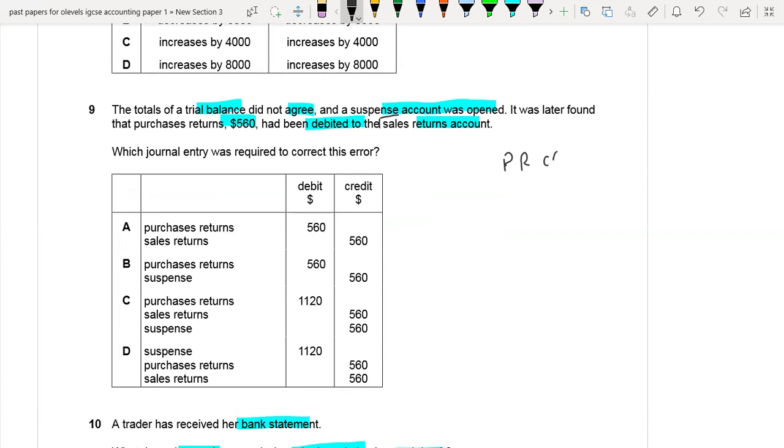So what does it mean? Now we have to credit the sales return account by the same amount, which is 560. Where there is nothing on the debit side, because these two entries are both credits, there should be something on the debit side. So where there is nothing, there would be suspense. So 560 plus 560 is equal to 1120. This would be entered into the suspense account. So this means the D option is the right option. Suspense 1120, purchases return 560, sales return 560.